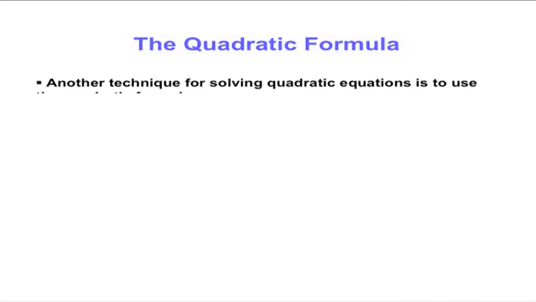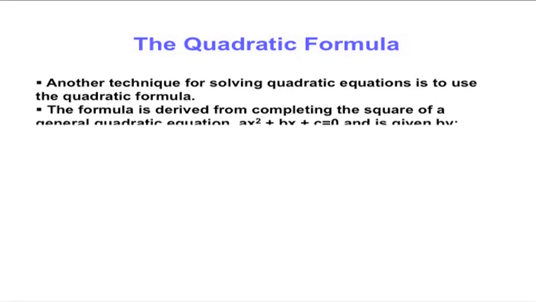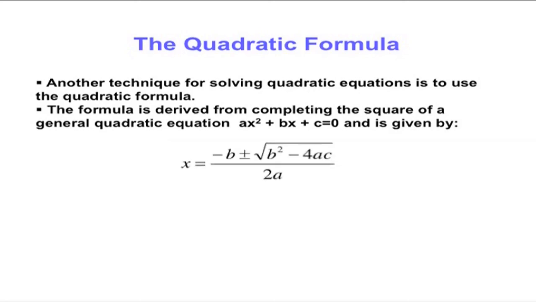Now, the other method to solve a quadratic equation is the quadratic formula. Another technique for solving a quadratic equation is to use the quadratic formula. The formula is derived from completing the square of the general equation ax square plus bx plus c equal to 0 and is given by x equal to minus b plus minus under root b square minus 4ac upon 2a.